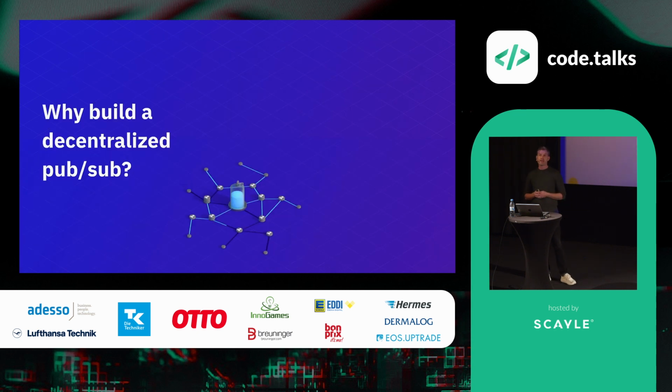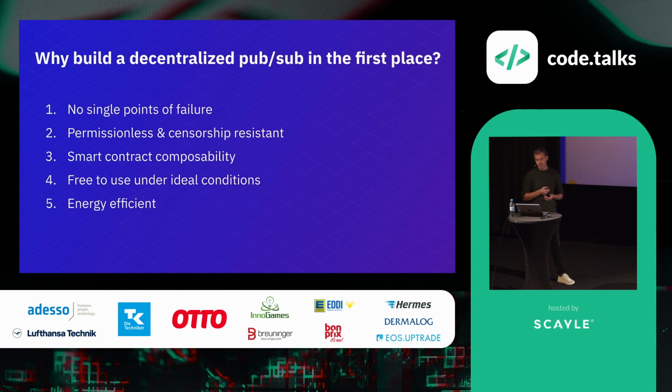Okay, so maybe a quick pause here and ask why. So if it ain't broken, why fix it? Real-time data flows through the internet today, so why are we even bothering? There's a few reasons. I'll put to that there's no single points of failure in a decentralized system.